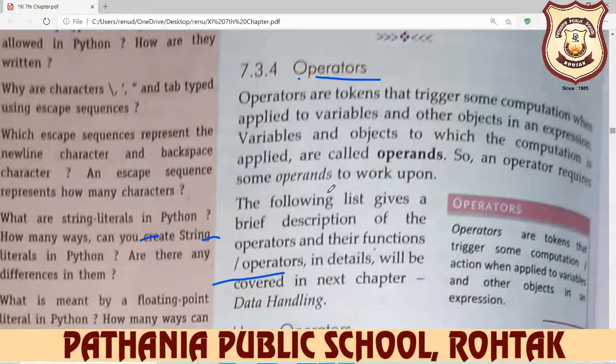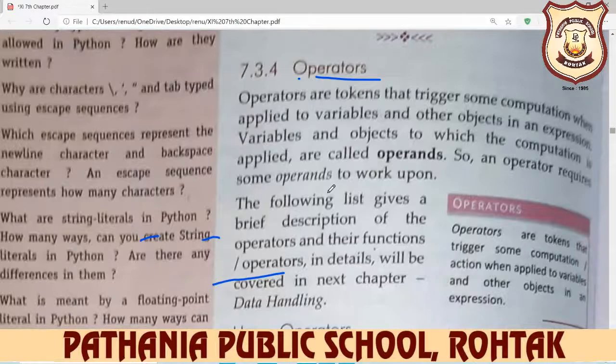Beta, we'll discuss chapter number 7, and in chapter number 7, we learn tokens. Five tokens are there. A token is the smallest unit of your program. One is your keyword, second is your identifier, third is your literal and values.